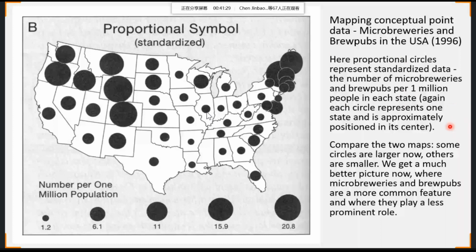And the interesting thing is, of course, to compare the two maps. So some circles are larger now, others are smaller. Of course, where the absolute population is low, the circles are now larger. But in areas with a very high population, the circles are smaller. So we get a much better picture now of where microbreweries and brew pubs are a more common feature and where they play a less prominent role. So just compare here California.